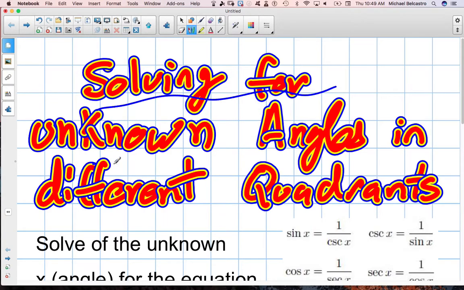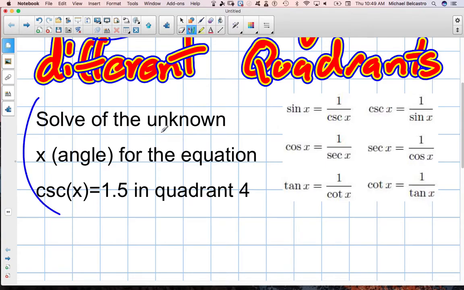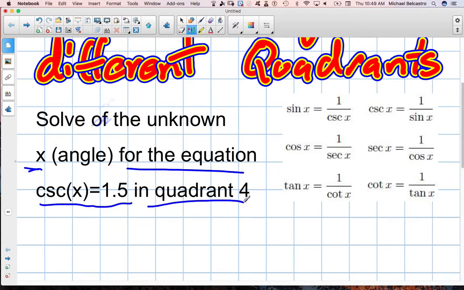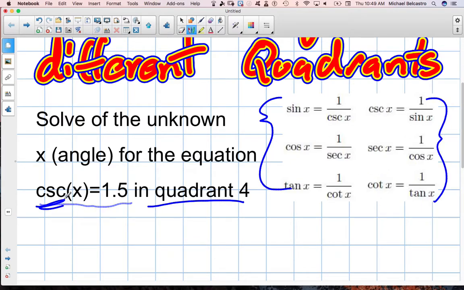We're going to solve for unknown angles in different quadrants. So we've been given this question here. It says to solve for the unknown angle, the unknown x, which is an angle, there's a hint there, for the equation cosecant x equals 1.5 in quadrant 4. All right, so first we have our reciprocal trig identities, and very quickly we can tell what cosecant is equal to.